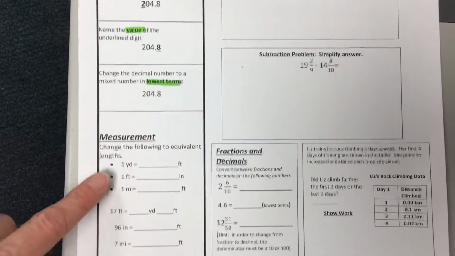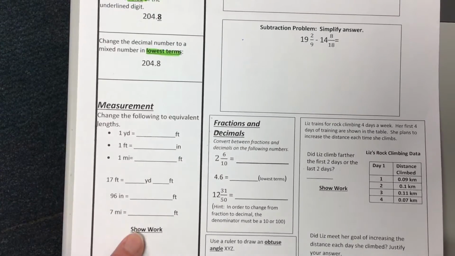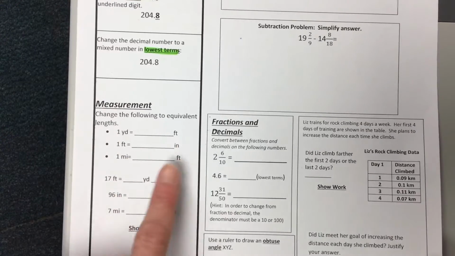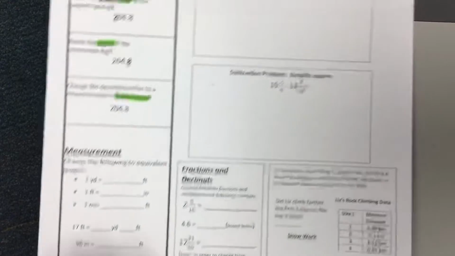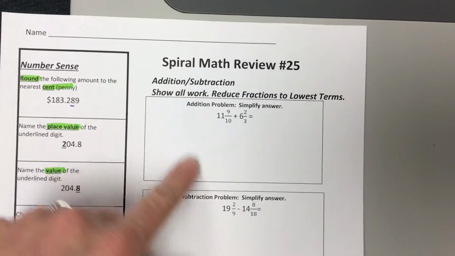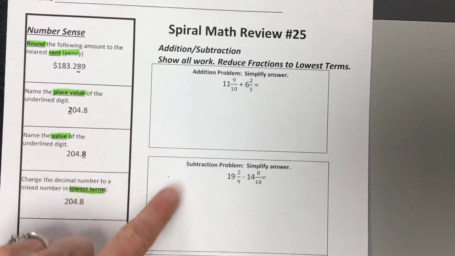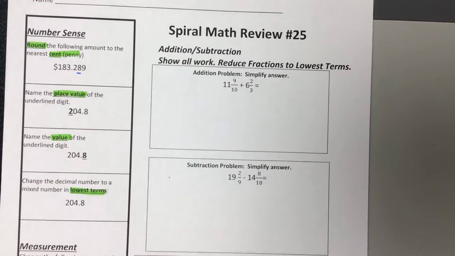Here we're looking for equivalent measurements, converting yards to feet, feet to inches, miles to feet. And over here we are adding and subtracting mixed numbers. We did this subtraction problem together because it involves regrouping, which is something that we haven't done before.